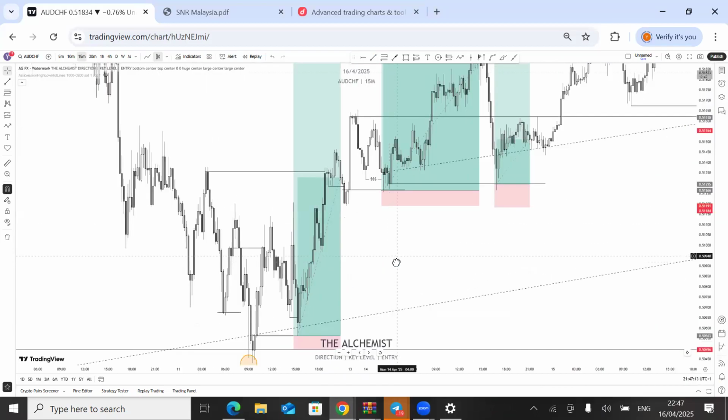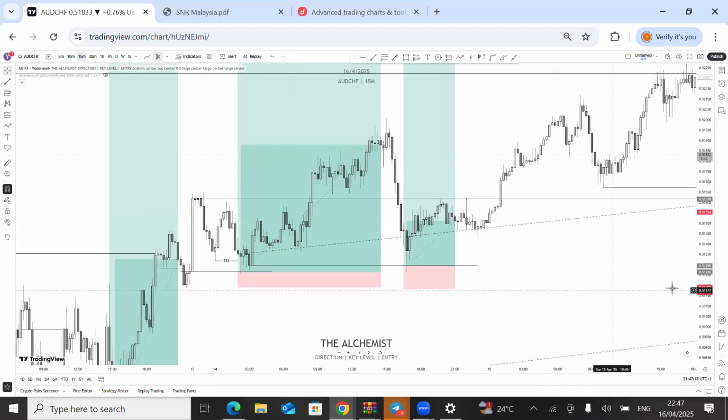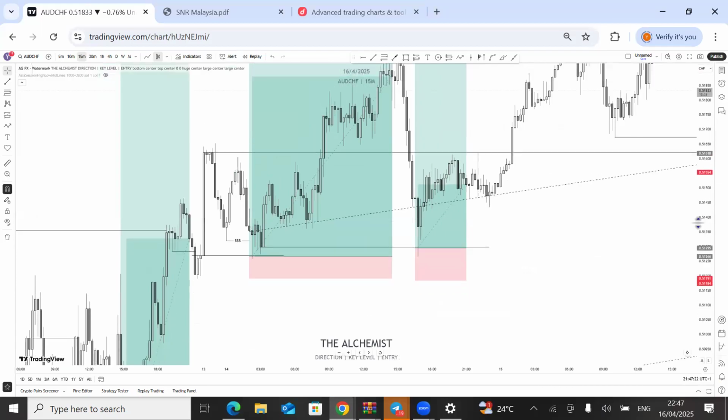You understand? So for this other trade here, for example, here's my sweep, break of structure, liquidity on the 15 minutes. Where will I want to TP? Because I'm scalping, you understand? I don't want to wait for my roadblocks.